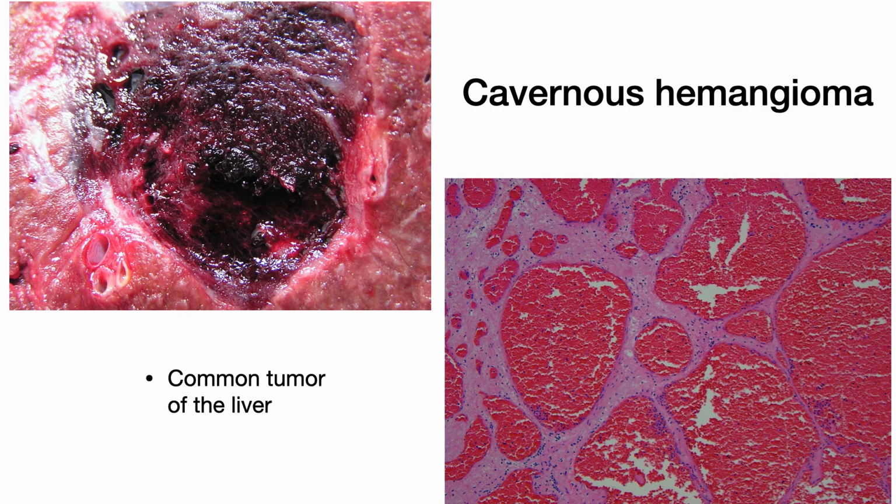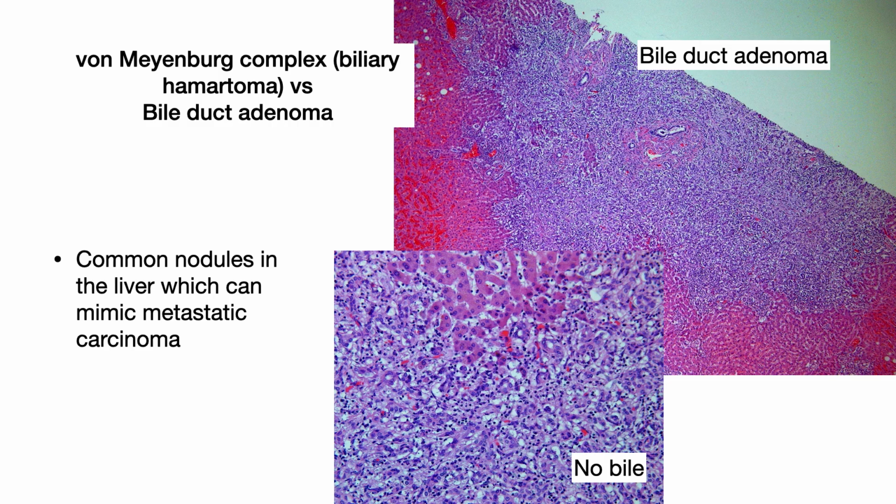You can see the lighter pink are the fibrous areas, creating these variably sized spaces that are filled with red blood cells. So it's not in, as far as I can see, in Robbins, but I think this is a really good one to know: something called a von Meyenberg complex, also called a biliary hamartoma, versus a bile duct adenoma.